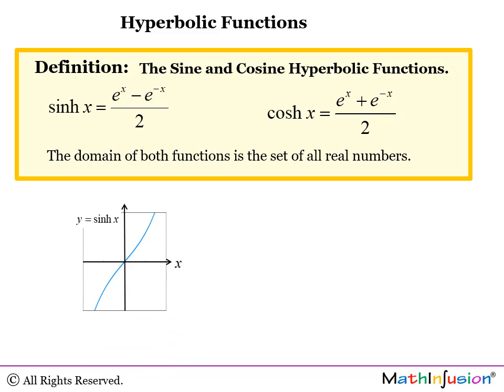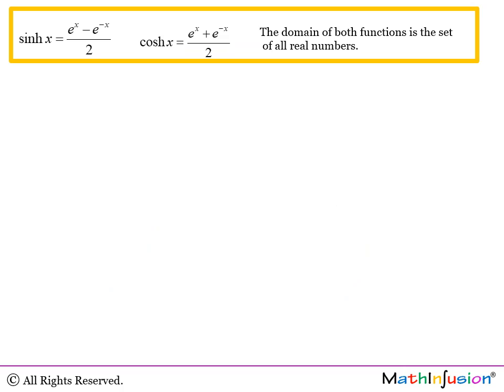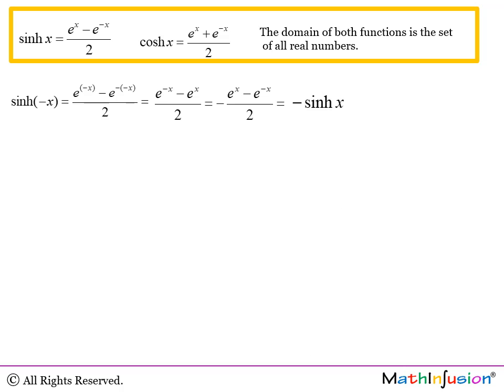Here is the graph of the sine hyperbolic x, and here is the graph of the cosine hyperbolic x. We will first check these functions for parity to see if they are odd or even. We will substitute negative x in the first function. We simplify, and we see that we get negative of e to the x minus e to the negative x over 2. It means that we get negative of sine hyperbolic x.